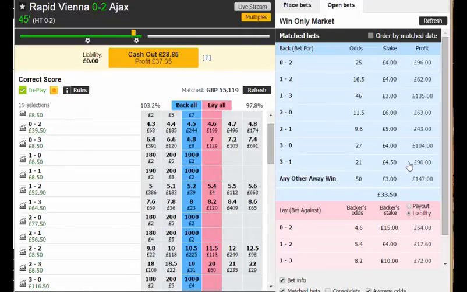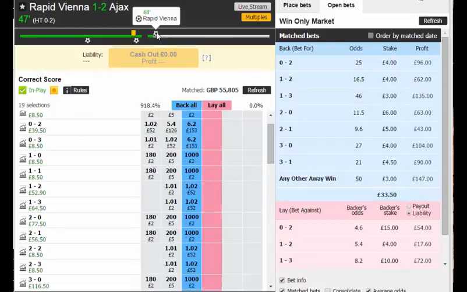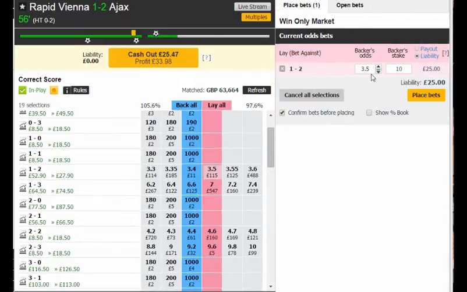And then just before half-time, they scored a second. Now, this left my trade in difficulty, which was to be expected, for the reasons I've just explained, that I hadn't really thought it through. I was left basically with one half-time, full-time bet, and that was Ajax leading at half-time and Rapid Vienna to win, and I had £108 on that.